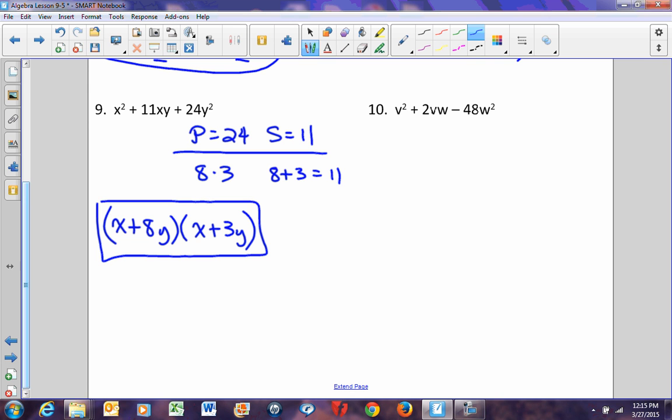You do number 10 on your own. It's good practice for you. Check to make sure you have it in your notes. That's factoring trinomials in the form of x squared plus bx plus c.